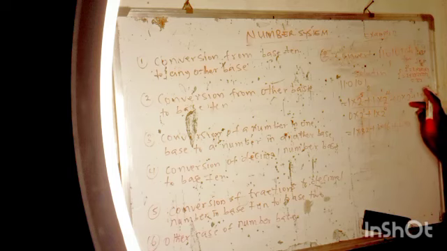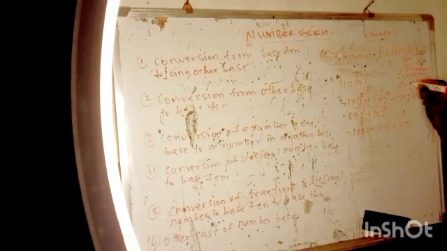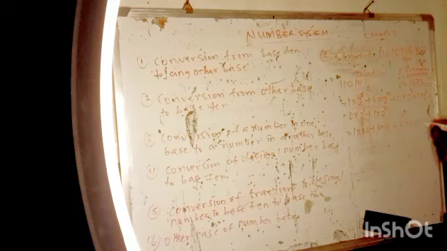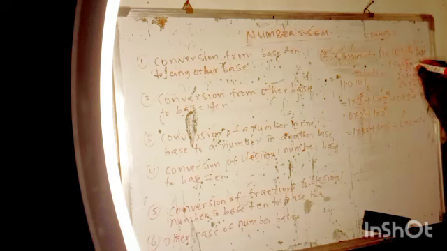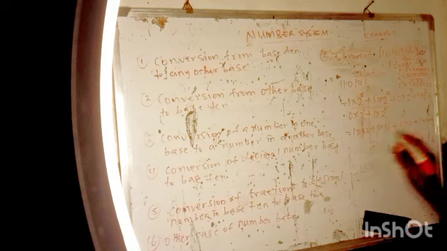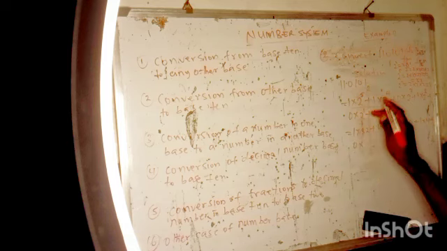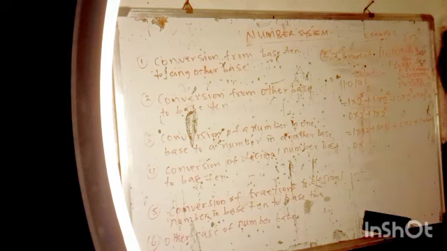Plus, you have 0 times 2 raised to the power of 3, which means 2 times 2 times 2, which is equal to 8. So you have this, plus 1 times 2 raised to the power of 2, which means 2 into 2 places, which is 2 times 2, which is 4. Plus this: 0 times 2 raised to the power of 1 means 2 into 1 place. That means only 2 is here.